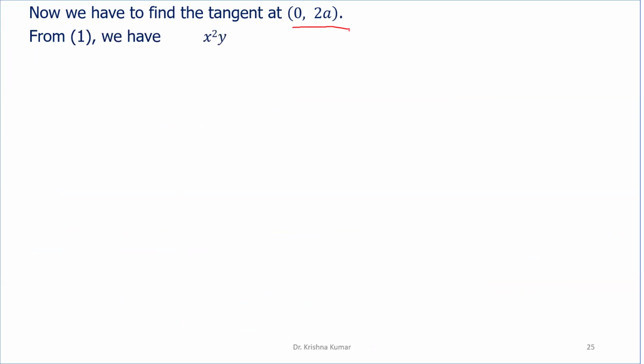Now we have to find the tangent at (0, 2a) because this curve does not pass through the origin, so we are not able to get the tangent at the origin, but it passes through (0, 2a). So let us try to find the tangent at this point. What is the procedure for that? We know that we have to find the derivative. That derivative gives the slope of the tangent. So we have equation number 1, x square y plus 4a square y is equal to 8a cube.